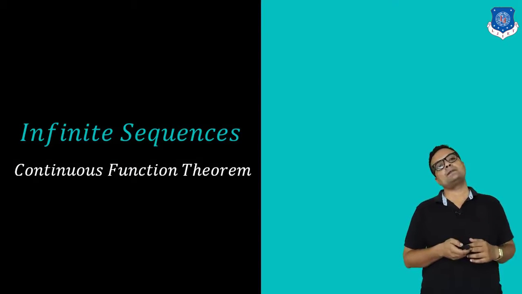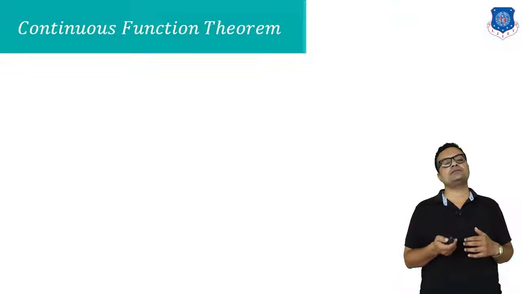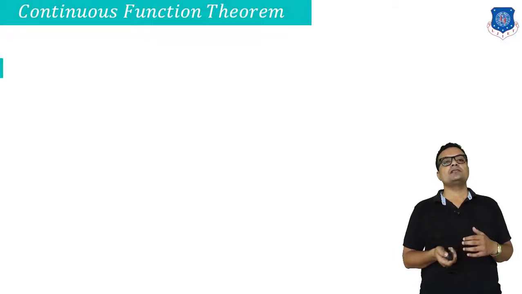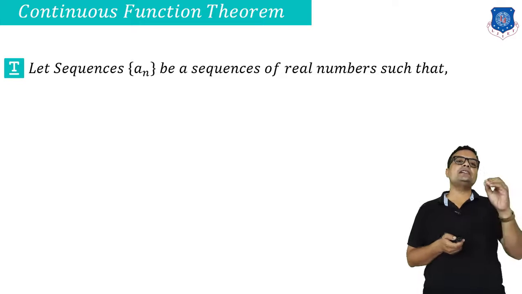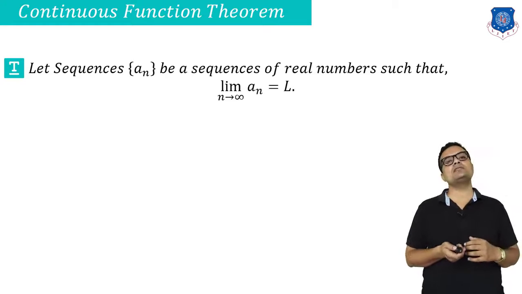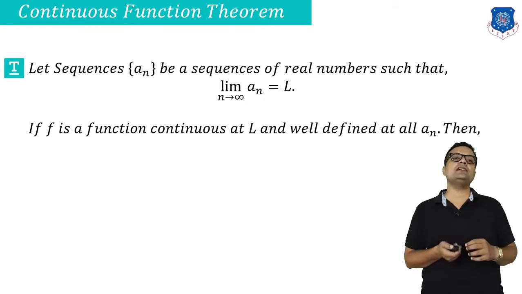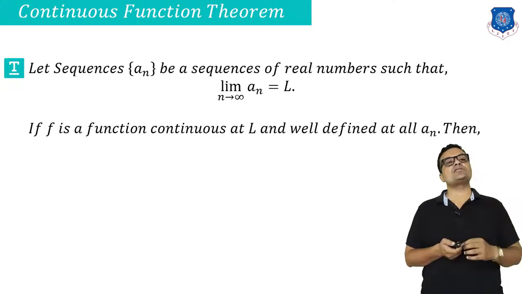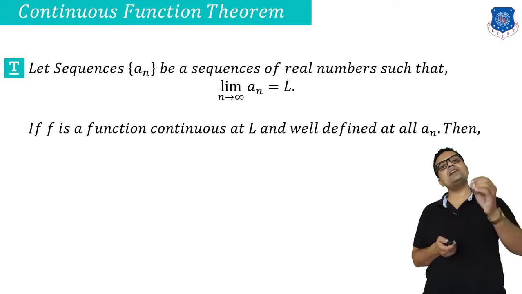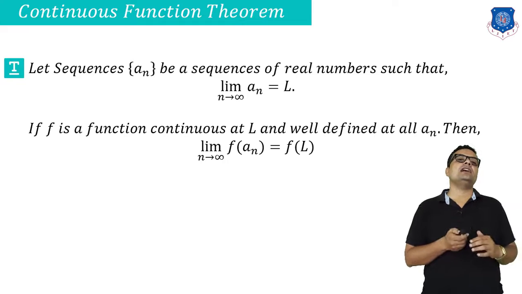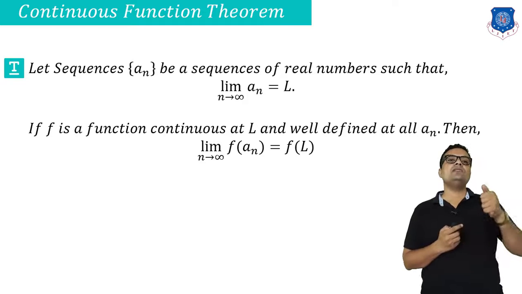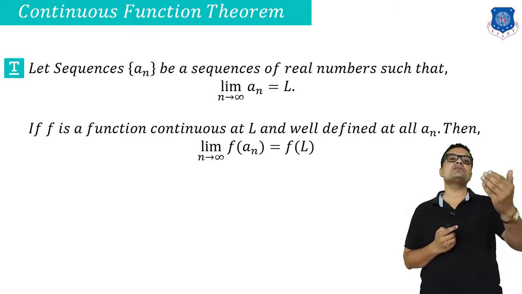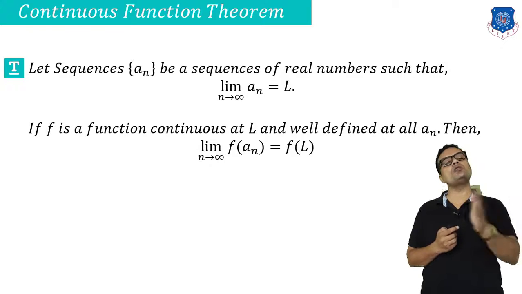Now let us consider another case, which is infinite sequences for a continuous function. The statement of this theorem is: if I take a sequence an, which is a sequence of real numbers with its limit equal to capital L, then I can define a function f which is continuous at L and well defined at an, and if this is happening, then I can apply that function on both sides of this equality. This simply means that if I have a convergent sequence towards L, I can define one more convergent sequence by applying a function which is continuous throughout on this sequence.